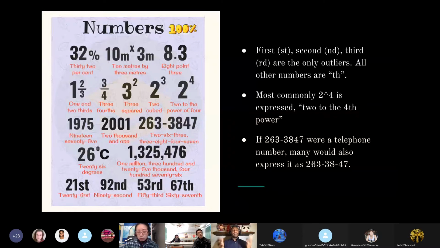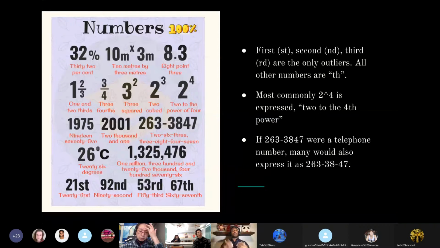Next, we'll talk about exponents. Exponents are expressed in a few different ways. If we have an exponent of 2 or an exponent of 3, those are sort of the outliers here. When we have an exponent of 2, we say squared.